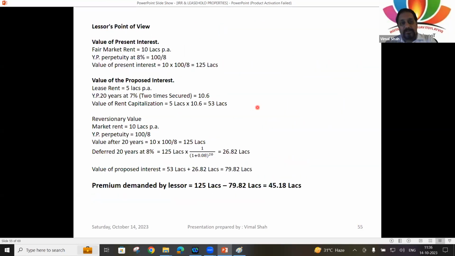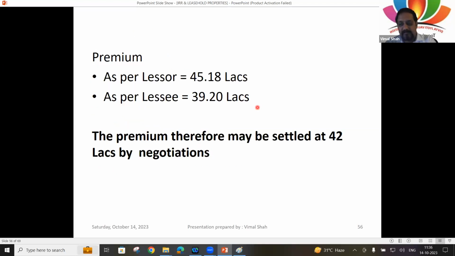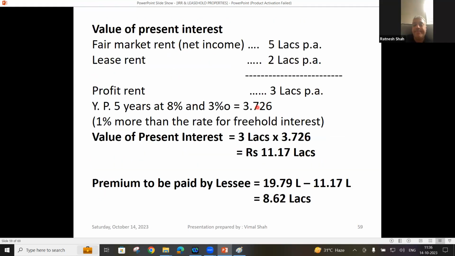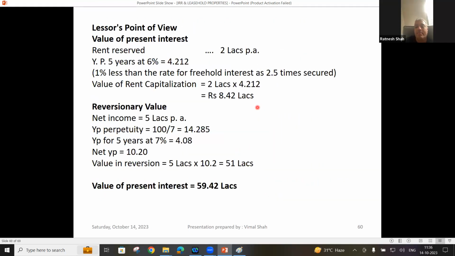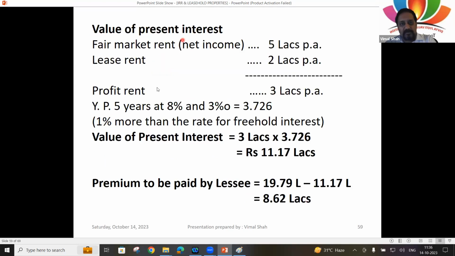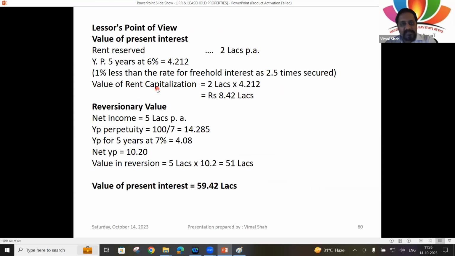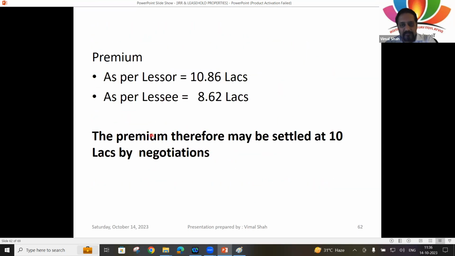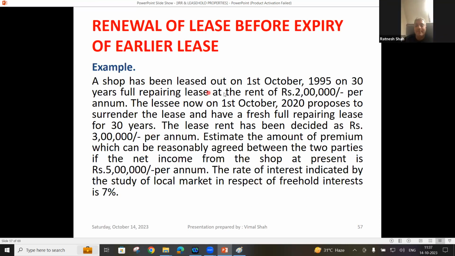Okay, yes, it should have been from the lessee's point of view. Okay, here it should have been deducted from the lessee's interest. It was a full repair lease. Yes, sorry. If it was a full repair lease, then that would be the lessee's outgoing, so when we calculated the lessee's interest, it should have been deducted from the lessee's side. Thank you.